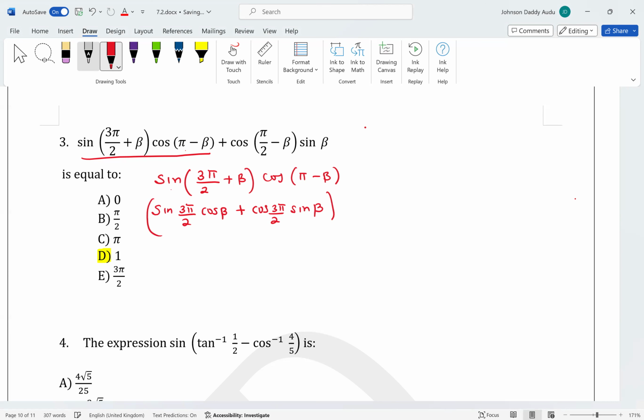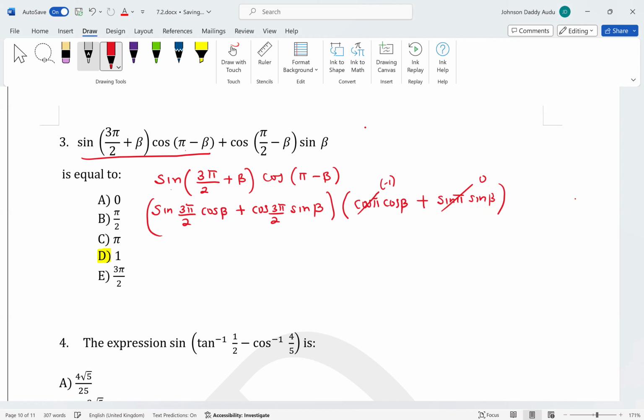Now, the second term you can also expand. This is going to be cosine of pi times cosine of beta, plus sine of pi times sine of beta. If you look at this term, you can cancel easily. Sine pi is 0, so this goes to 0. Cosine pi is minus 1, so what you have left here is just minus cosine beta.